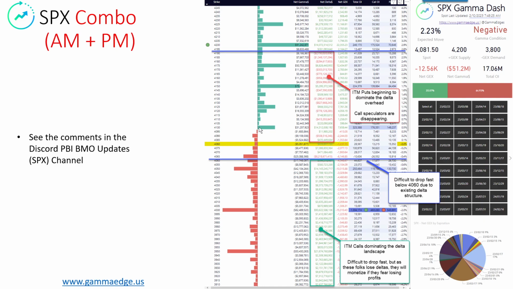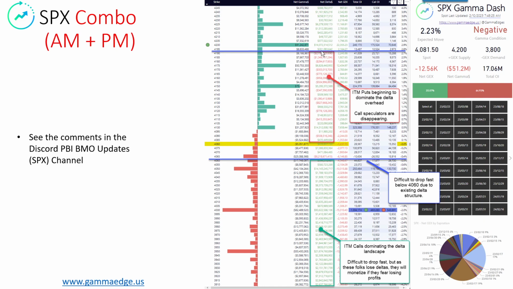4095, 4100 is real key for the combo complex. Above, the structure just is not conducive to a rapid move up. But if that changes, if the 0 DTEs come out in force and rebuild this path, you can see well overhead, well out of the money overhead.